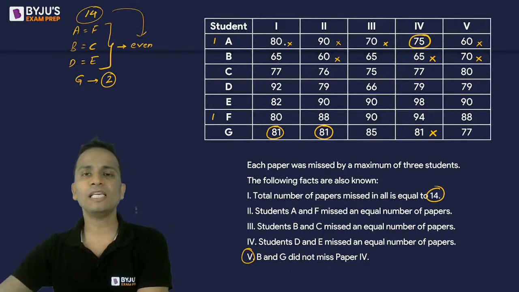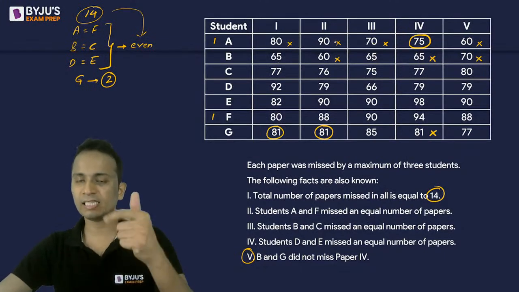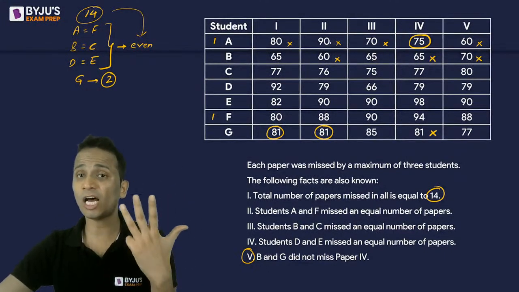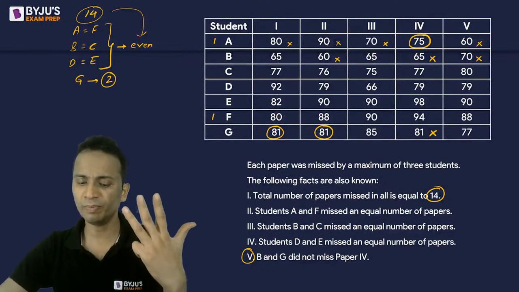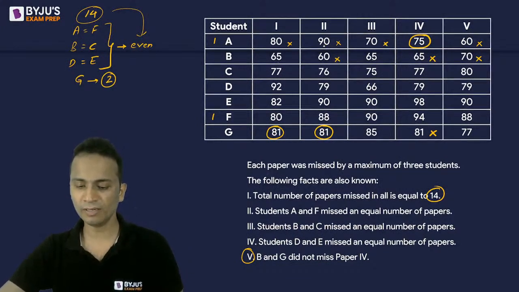Now calculate the average of the papers that A has not missed. 60, 70, 80 and 90. In four numbers, what will the average be? It will be 75. Okay. Fine.